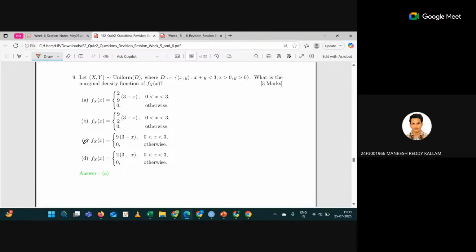Done, sir. Option A, sir. Option A is correct. Everyone is getting option A? It's because we need to find the triangle. The area would be half into 3 into 3, so it's 9 by 2, and f(x) would be 2 by 2.